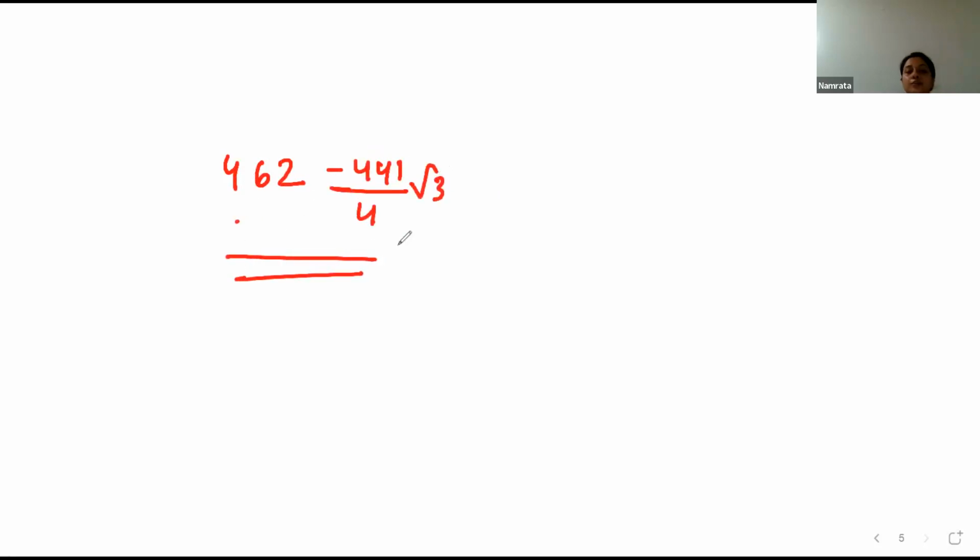So in the previous question, let me tell you, from the sector area you will get 462, a normal number. From the triangle area you will get 441 by 4 root 3. And you can leave your answer over here.